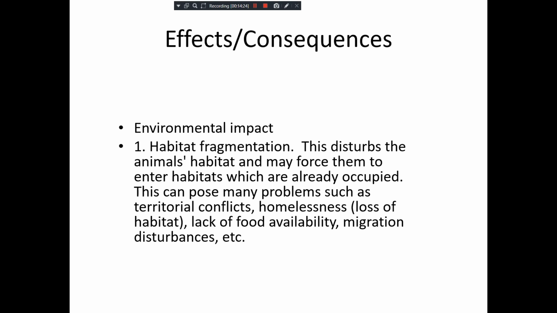The entire forest becomes smaller fragments, and it can pose many problems such as territorial conflicts, homelessness, lack of food availability, migration, and disturbances. It causes a lot of things because in a patch of forest, so many organisms, plants, and animals live in harmony. But when you cut these trees and deforest some part of the forest, it gets fragmented and affects the livelihood of all the living beings found there.